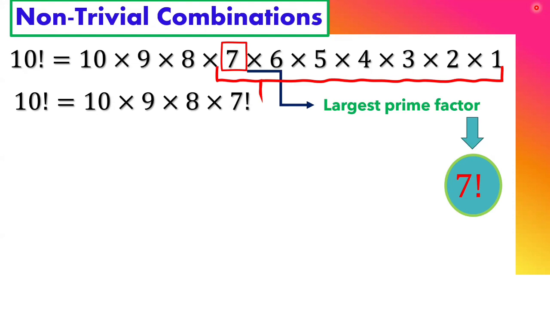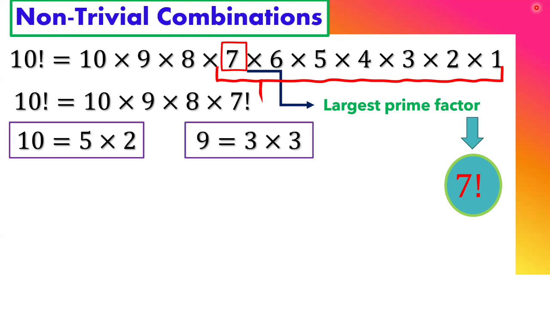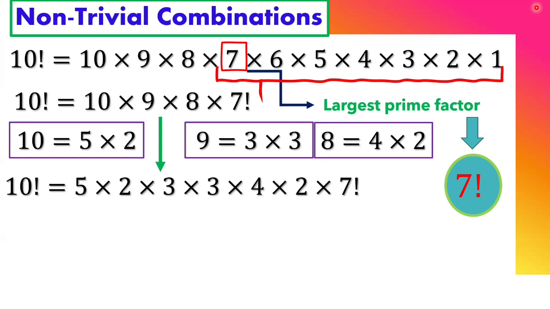Now we factorize these 3 numbers further. 10 is factorized as 5 multiply 2, 9 is factorized as 3 multiply 3, and 8 is factorized as 4 multiply 2. So therefore, the factorial 10 can be rewritten like this. Now from this, we have to define the factors.